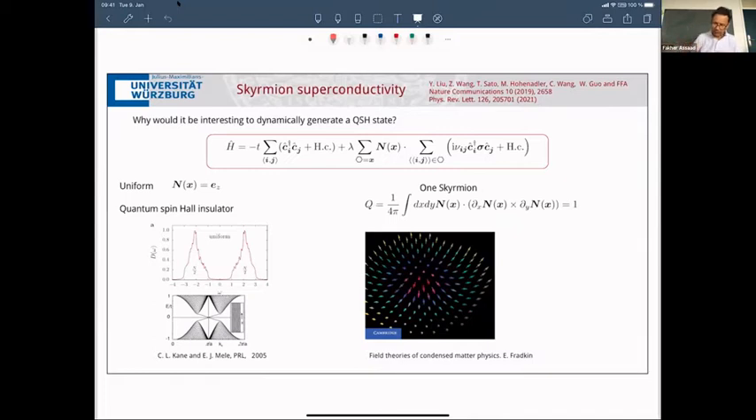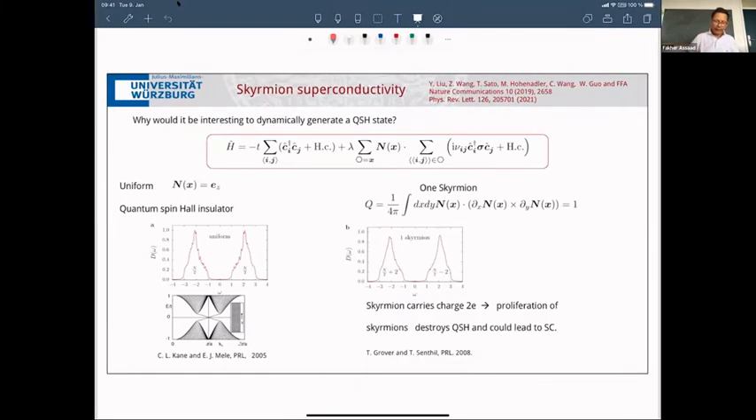So we can just do the calculations on a lattice, on a 32 by 32 lattice. You can just put in your skyrmion texture and make sure that the skyrmion is small enough to fit on the lattice. And then you calculate exactly the density of states. And what you find is that you've actually transferred two particles from the upper band to the lower band, which means that the skyrmion has a charge. Right? So a skyrmion in a quantum spin Hall insulator carries a charge which is 2e.